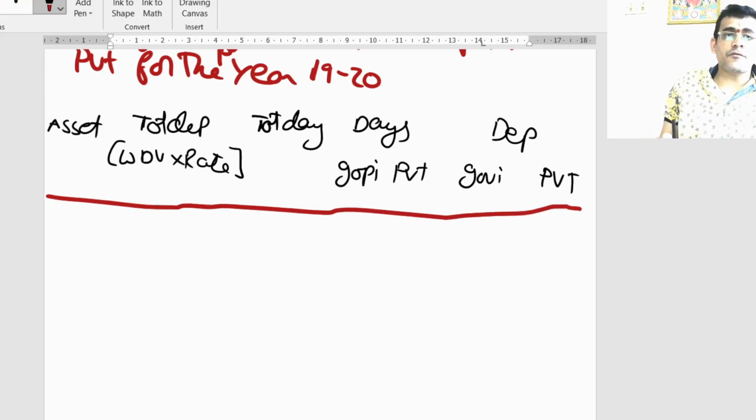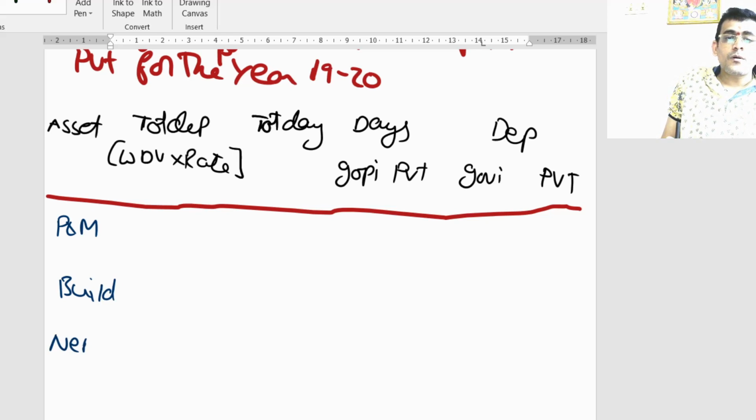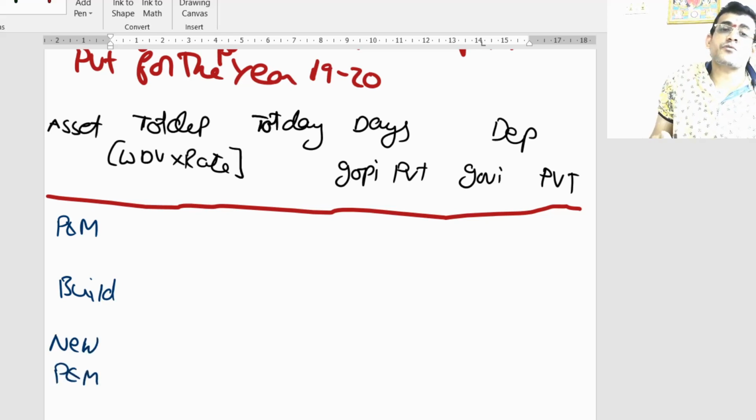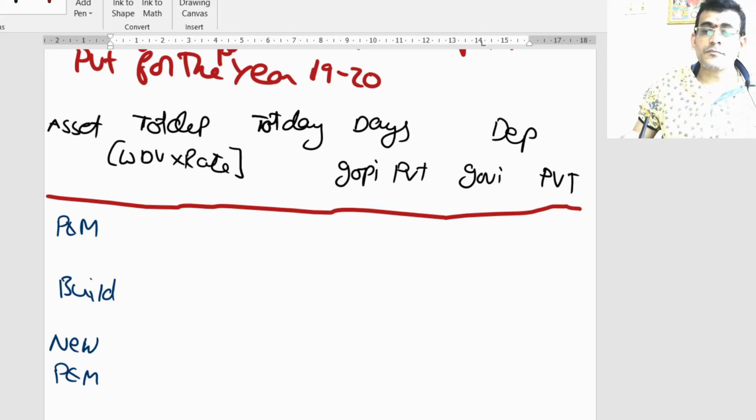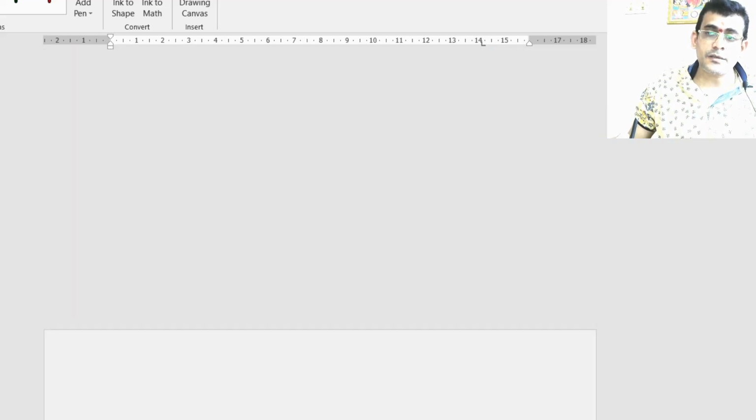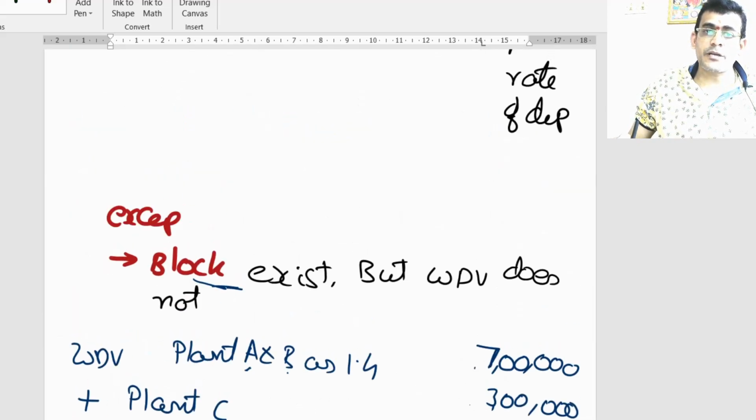First, let us fill your first column. What is the first column? Assets. Already two assets are given. Plant and machinery is mentioned, and you are also having something called as building. So these are the two assets you are having, and apart from that, a new asset was acquired. New plant and machinery has also been acquired. So that's the information which you can take. Now if we go to the problem, what is mentioned there? Let us see.